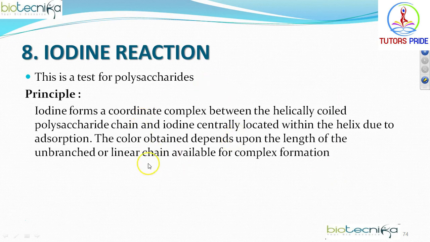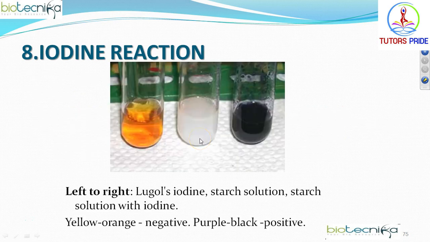Okay, then iodine test. Iodine forms a coordinate complex. You have to take iodine solution and add it to the sugar solution. So what will happen? You can see here, left to right, Lugol's iodine. This is starch solution with iodine. Only starch will show the reaction. Okay, this is meant only for homopolysaccharides, and this is a confirmatory test for starch.